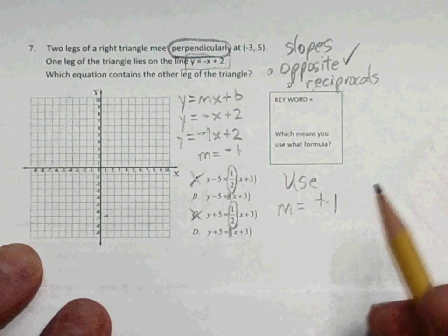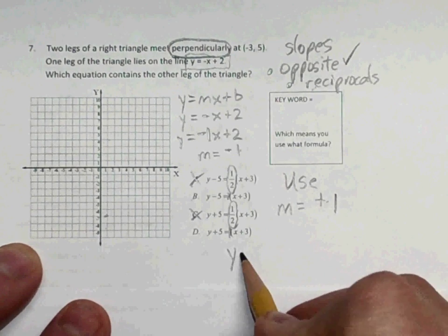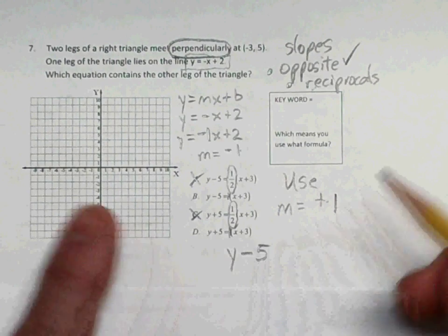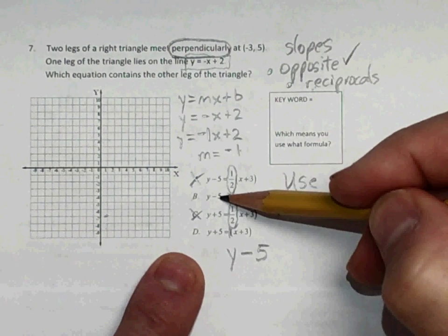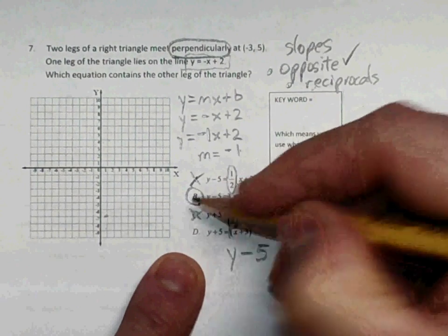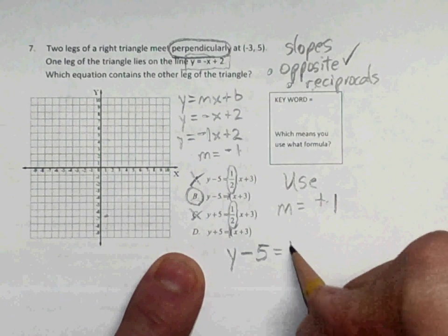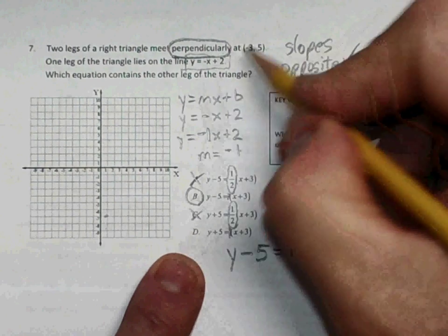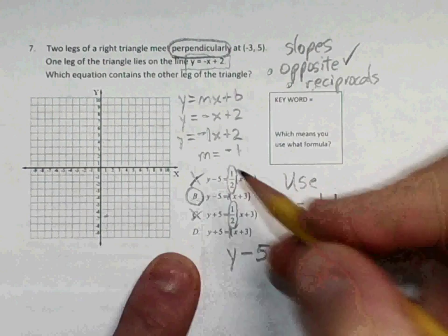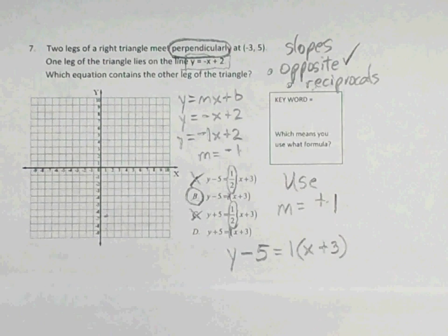So let's put it in our point slope. Y minus, what's my y value? It's 5. We could stop right there because the only one that has a y minus 5 out of B and D is going to be B. That's the one we want. It's equal to 1 times x minus a negative 3. We know that minus a negative is adding a positive, so that verifies that it's B.